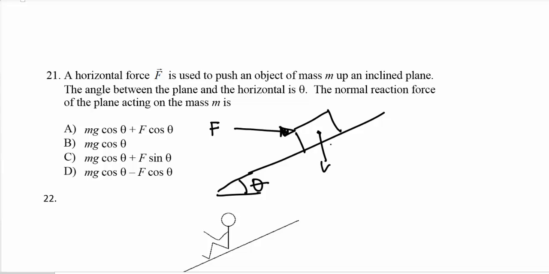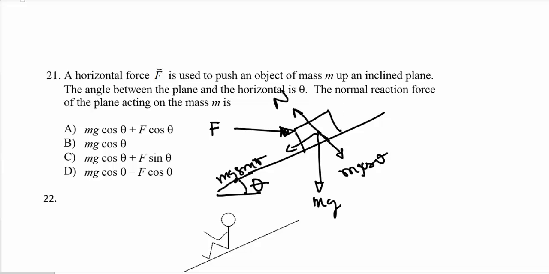We have the weight acting vertically downwards as usual. This is mg. We can resolve this. This will be mg cosine theta. This will be mg sine theta. You have the normal force up. Is the inclined plane rough? It doesn't say. So let's assume it's smooth.